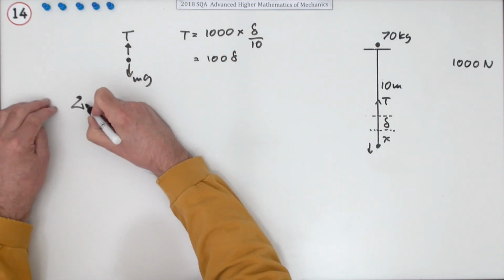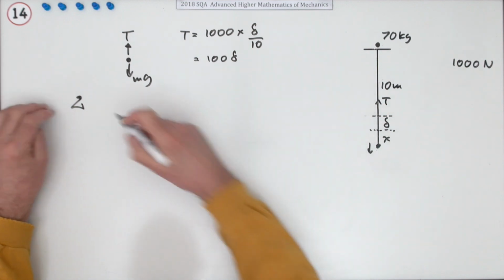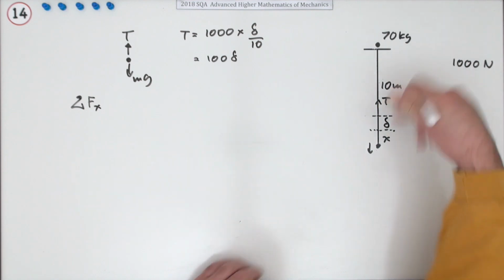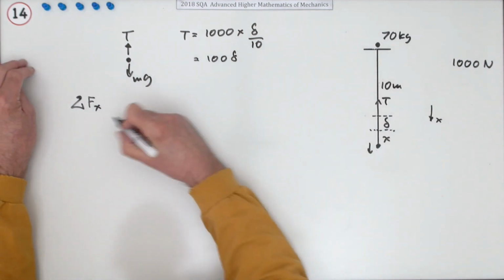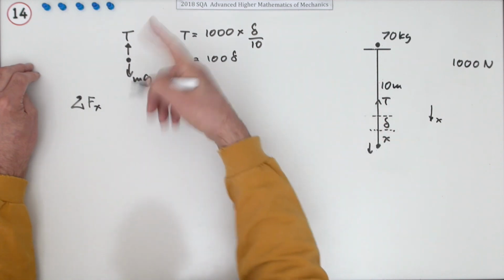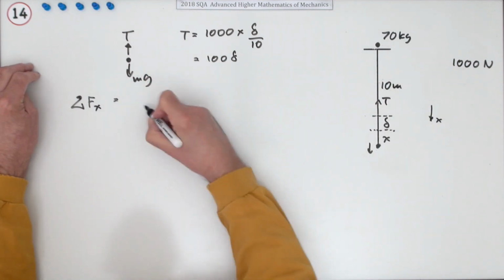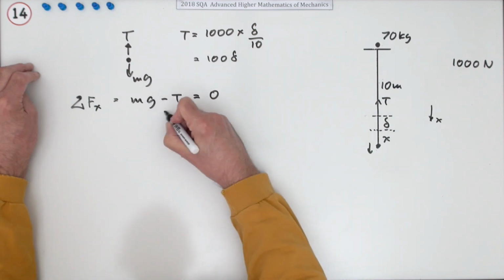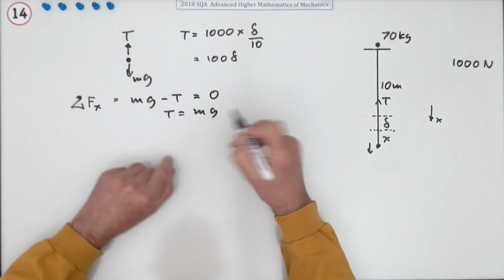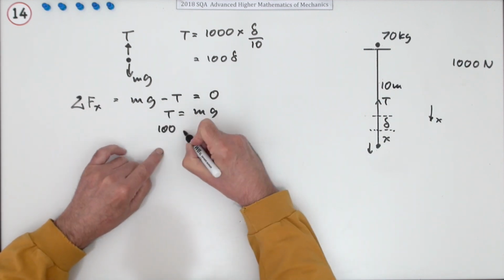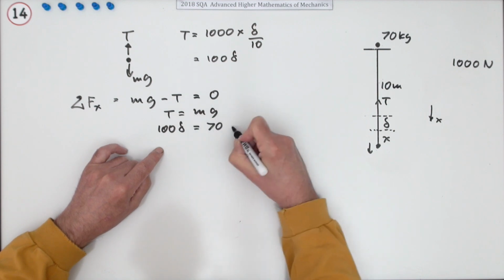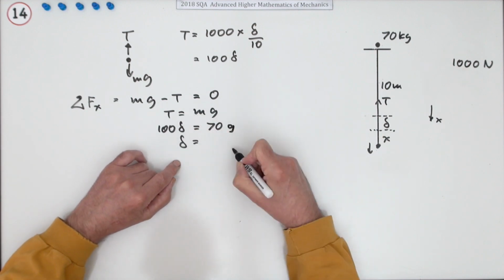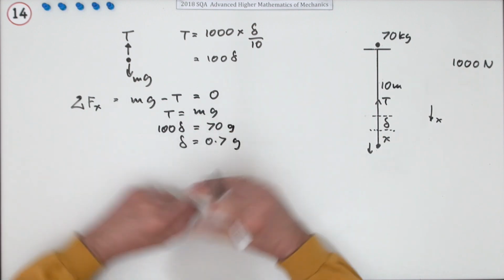So probably don't need to write all this down, because it's got quite a few stages in it anyway, but the sum of the forces in the x direction, and of course we're calling that the direction for x this time, since it's just got the one direction here. The sum of the forces in what we're calling x, because that's the way x is getting measured, is going to be mg minus T, and if it's static, it's held steady, so T is going to equal mg, which is an awful lot of writing for almost nothing, isn't it? So 100 delta will be 70g, we'll just leave it as g, so delta will be 0.7g.